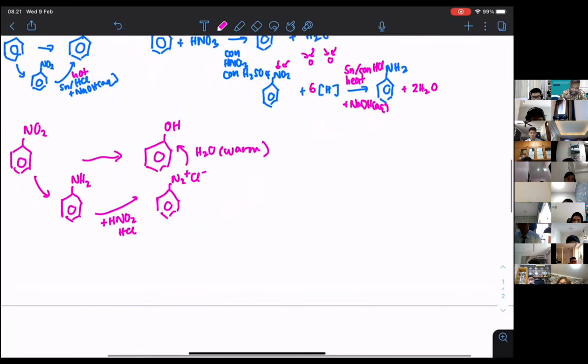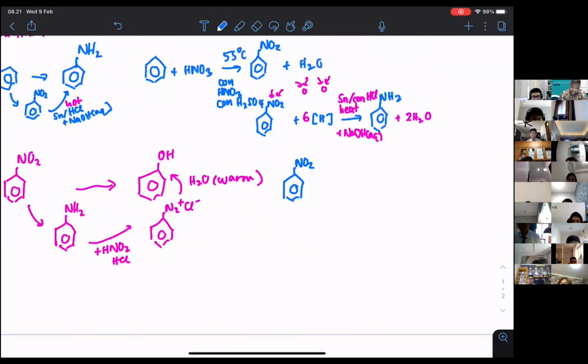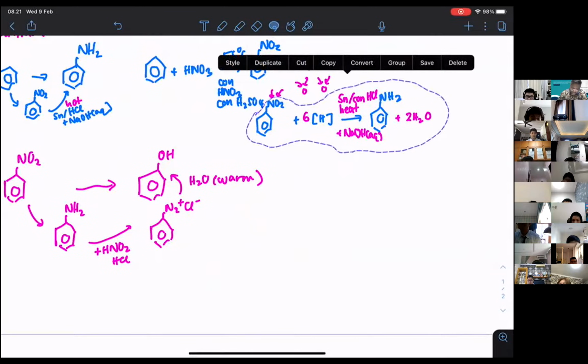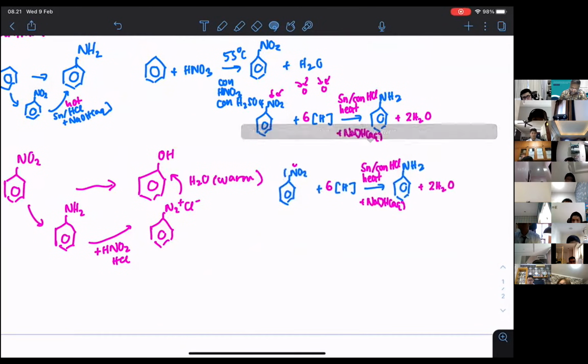So what are the reactions involved? Let's write down over here. The first reaction is the nitrobenzene, which you need to change into phenylamine. So no need to rewrite again, I'll just copy over here. This is the first reaction.